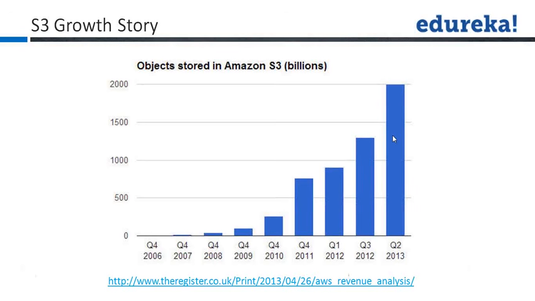And what I believe is that by 2014, it has already crossed 3 trillion objects. So more than 3 trillion objects inside Amazon S3. So that's a great thing. You can believe how many things are stored over there. And that's the best example of a pay as you go, scalable, on-demand service.